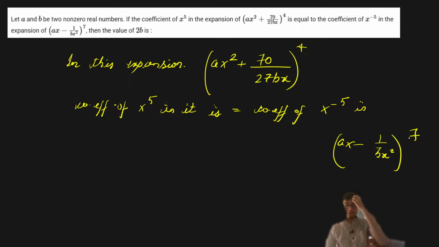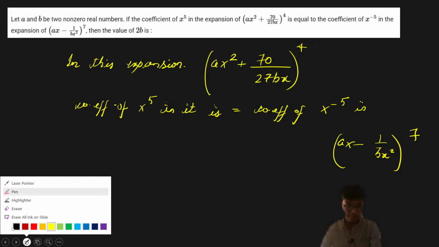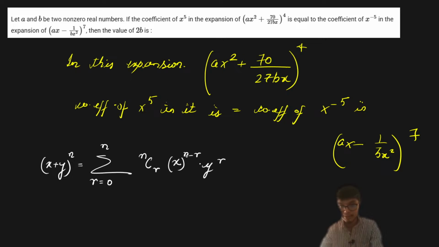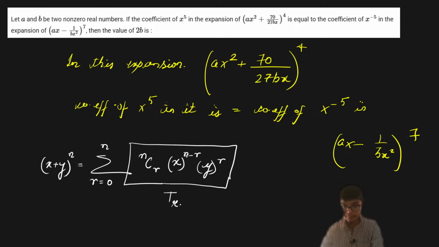Before we start, let us have a quick recap on what a general term is. Let's say we have a binomial expansion of the form (x plus y) to the power n. I can write this summation as r going from 0 to n. The general term can be given as nCr x to the power n minus r and y to the power r. This particular term is called the general term, or the general term r plus 1. I hope this part is clear.